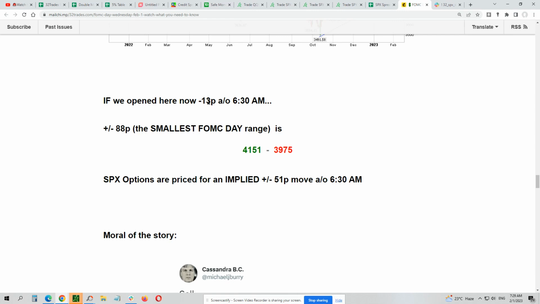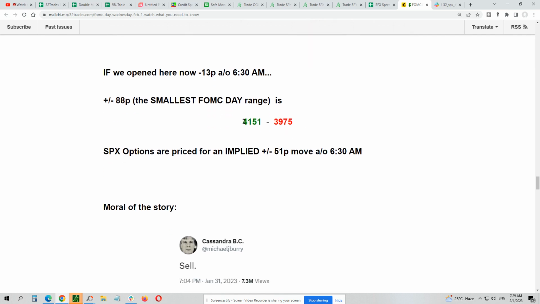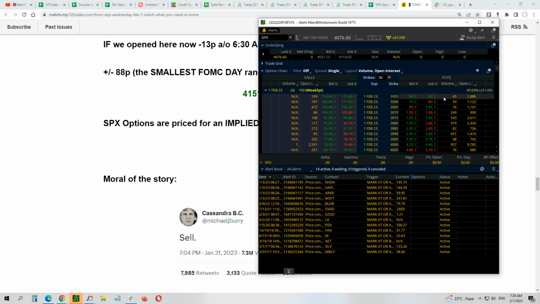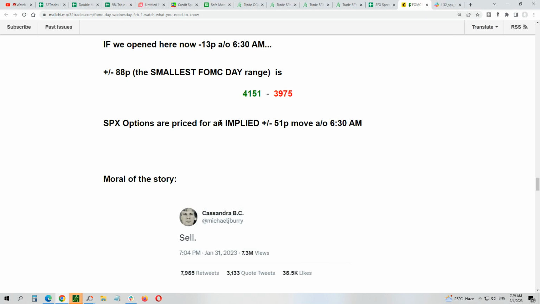We were down 13 when I did the email, and with 88 points being the smallest FOMC range, your ranges as of that time would be 41.51 to the upside, 39.75 to the downside. Now, the SPX options are priced for an implied move of 51 points as of 6:30. As of right now, they are still priced in for a plus or minus 51 point move. That will change as you get closer to 2 o'clock.